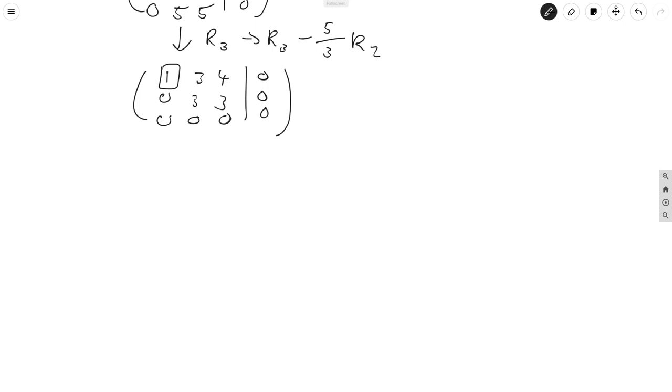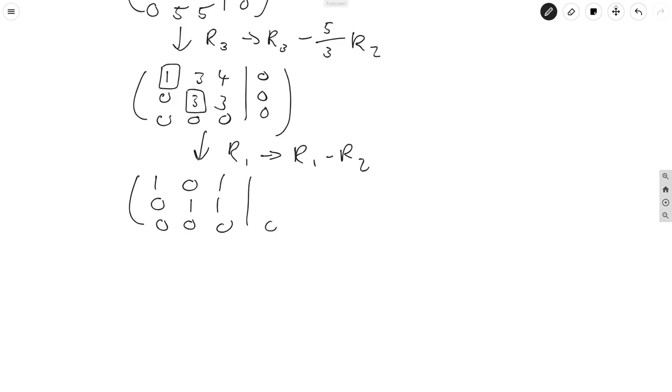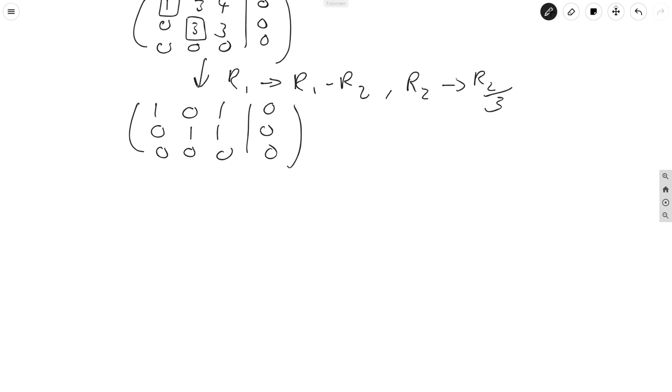We've only got two pivots. We don't have enough pivots. But since we can't put in any more pivots, we are indeed done. So we just have to proceed with back substitution. So let's send row 1 to row 1 minus row 2 to turn everything above our pivot into 0. And we'll get 1, 0, 1, 0, 1, 1, 0, 0, 0. And sorry, I'm also throwing in the transformation row 2 being sent to row 2 over 3.